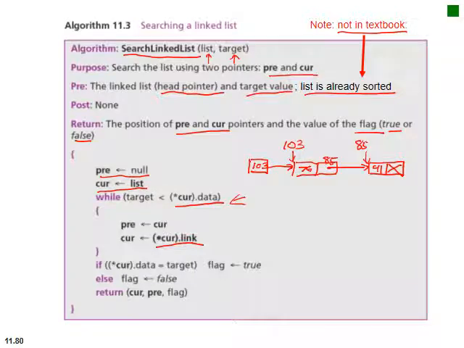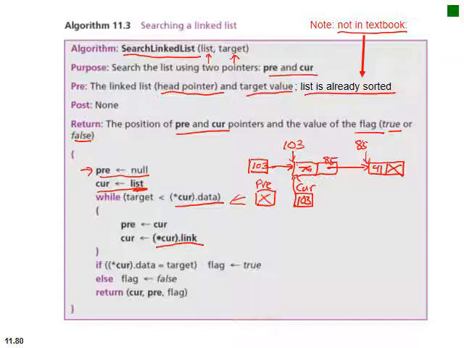Okay, now when we start initially, as we saw over here, this is our pre pointer. Pre pointer initially has null in it, and the current pointer gets the value of list. So list is pointing to the first element there. In other words, it will also get the same value as list, which is 103, which technically means it points to the same element.